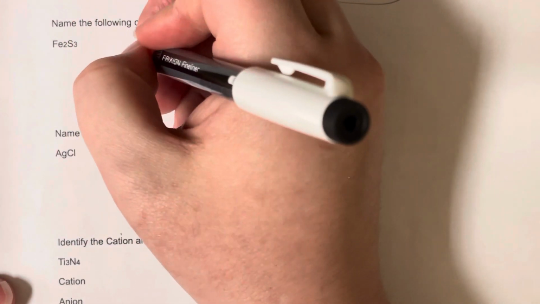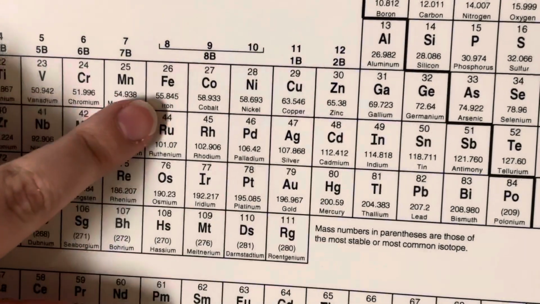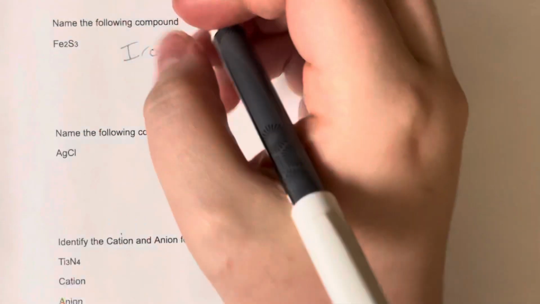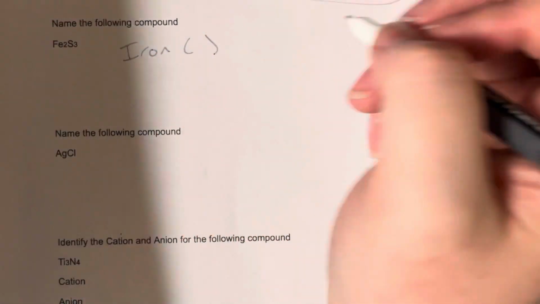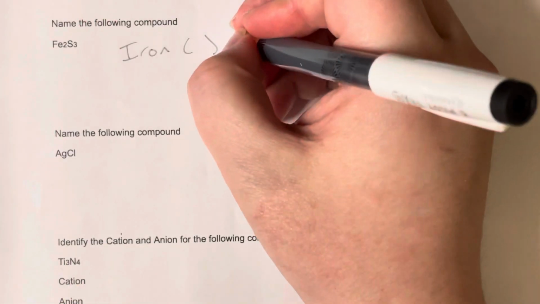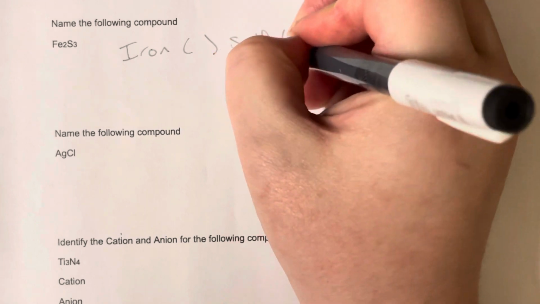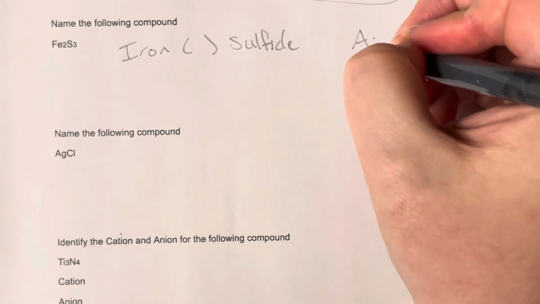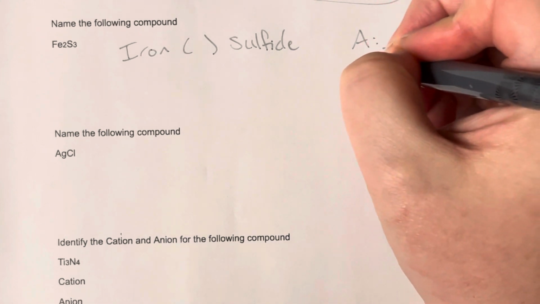Name the following compound, Fe2S3. Fe is iron. Iron is in that transition metal block, so I do need Roman numerals. And S is sulfur. Sulfur is my anion, so that means I need to change its suffix to "ide." So this will be iron something sulfide. And I need to figure out what that something is, so I will do my anion versus cation math.